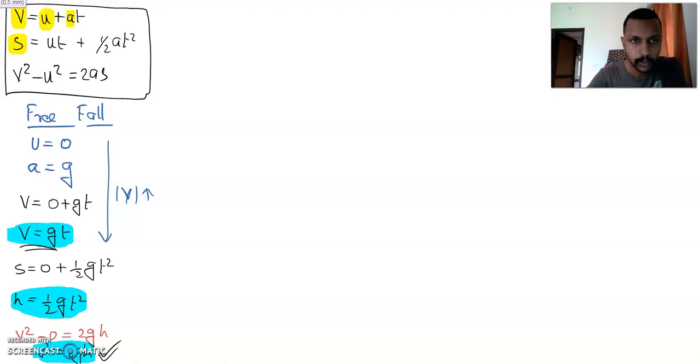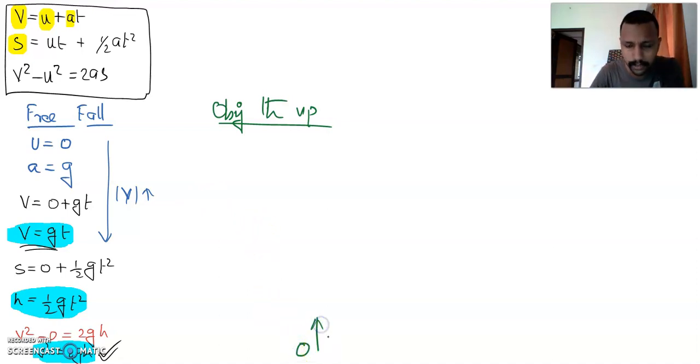The velocity at the highest point is 0. Now let's discuss the next situation, that is, object thrown upwards. In the object thrown upwards situation, we have a substance which is initially projected with a velocity u, so that it reaches a maximum height of this much. This is the maximum height reached by this substance.